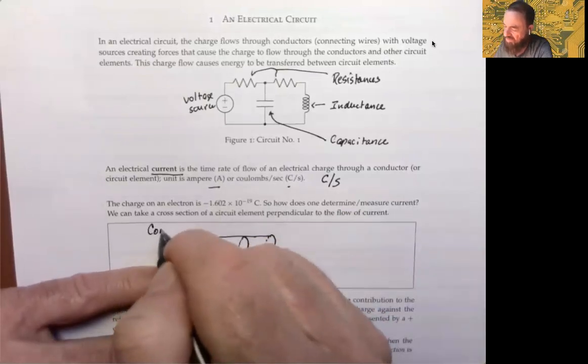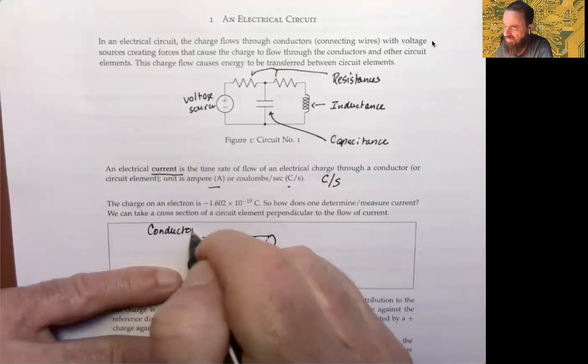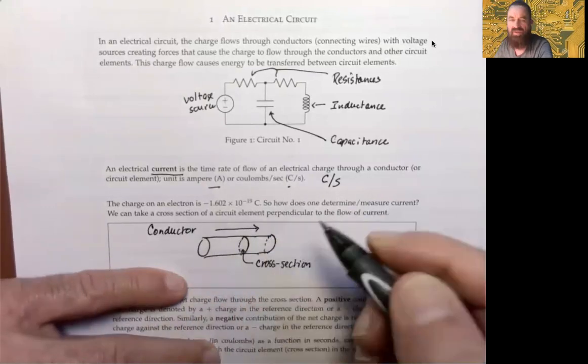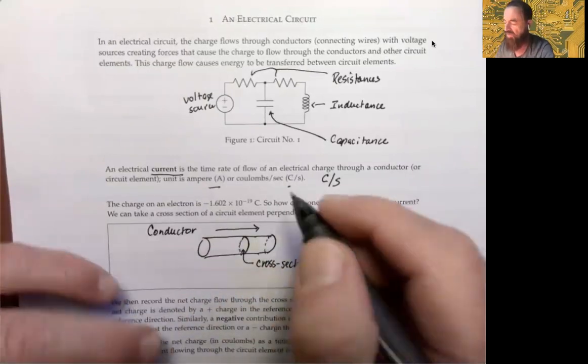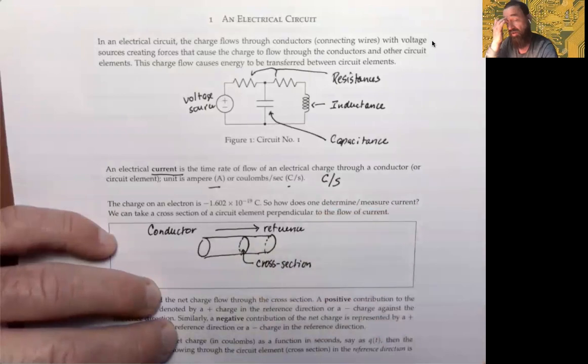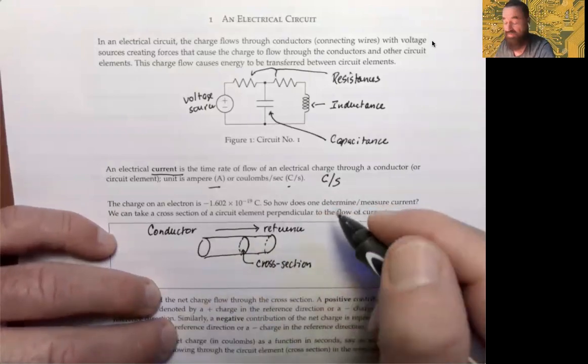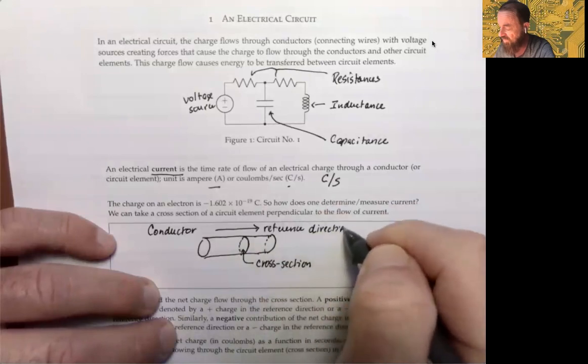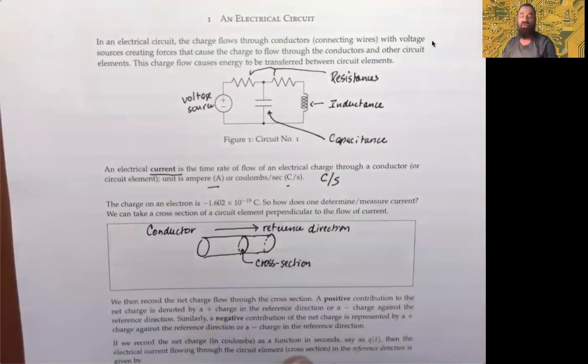Again, we are illustrating current through a conductor. What's important is that we have a flow. In other words, we have a reference direction. This arrow here indicates the direction of the flow of the charge. This is called the reference direction. In this case, it's left to right.